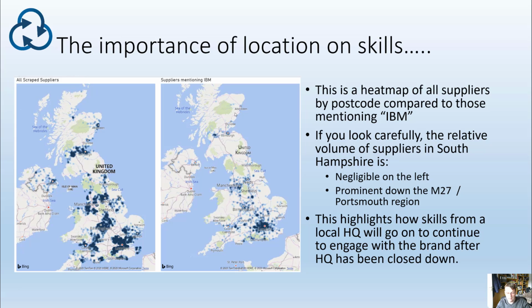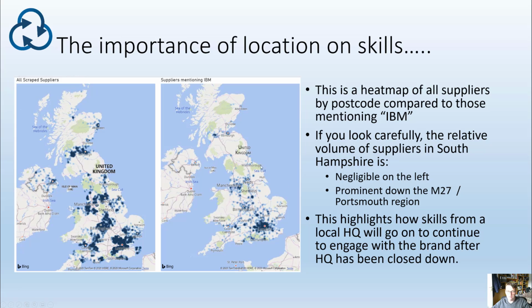Without zooming in too much, you'll be able to notice at the bottom of this map there are quite a lot of blue dots around the Southampton and Portsmouth area, which is where I live, in stark contrast to around here. And this is a relative heat map. So of the 35,000 companies here, not a very big portion of them are between Southampton and Portsmouth, but of the, I think it's about 1,000 IBM partners or companies that mention IBM on their website, there's a significant portion that are in the M27 corridor, the Southampton to Portsmouth region.